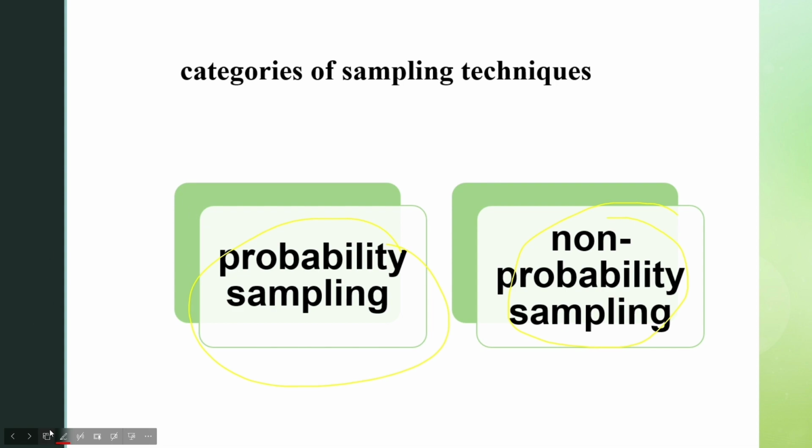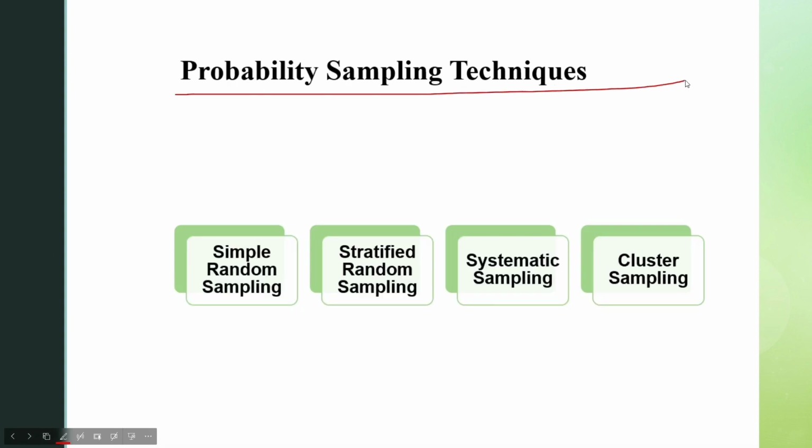The first probability sampling technique is simple random sampling. When we talk about simple random sampling, we can state that it involves randomly selecting individuals or units from the population, where each member has an equal chance of being selected, and it requires a sampling frame that lists all the members of the population.